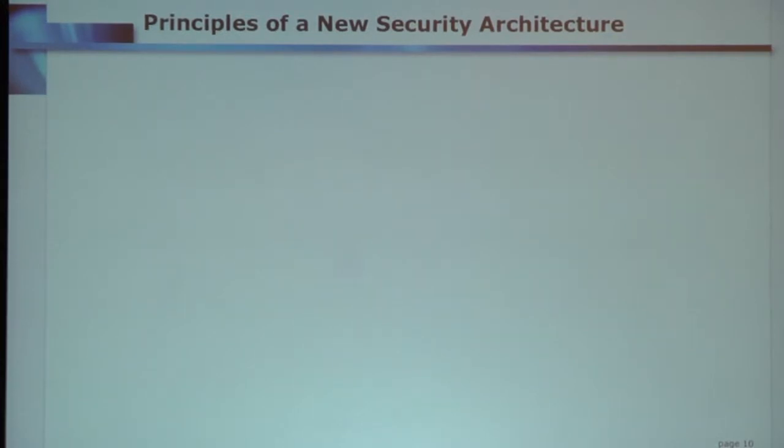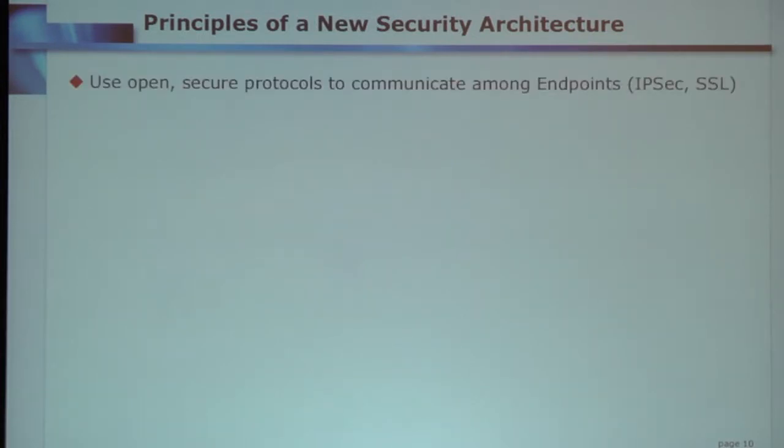So since the late 90s, early 2000s, when it became clear that there are significant limitations in the perimeter-based approach, various think tanks started thinking about what we could improve, and they came up with new improved principles of new security architectures. I'd like to briefly summarize the core principles they came up with. First, use open secure protocols to communicate among endpoints. An example of that would be the most prevalent VPN protocols used today, IPsec and SSL.